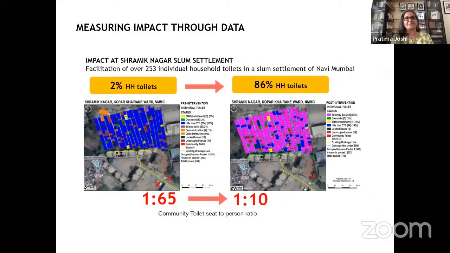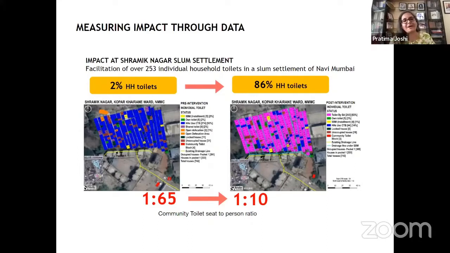So if you want to see the measured impact, look at this. In one of the settlements in Navi Mumbai, Shramik Nagar, only 2% of families had home toilets, and the pressure on community toilets was 1:65. Today, it has completely changed. The pressure has reduced to 1:10, so for every seat in the community toilet there are only 10 people, and 86% of families have home toilets. All those pink houses now have a home toilet. That was a tremendous shift.